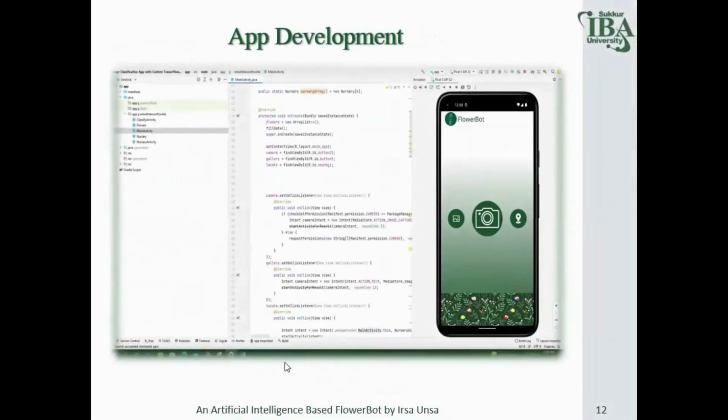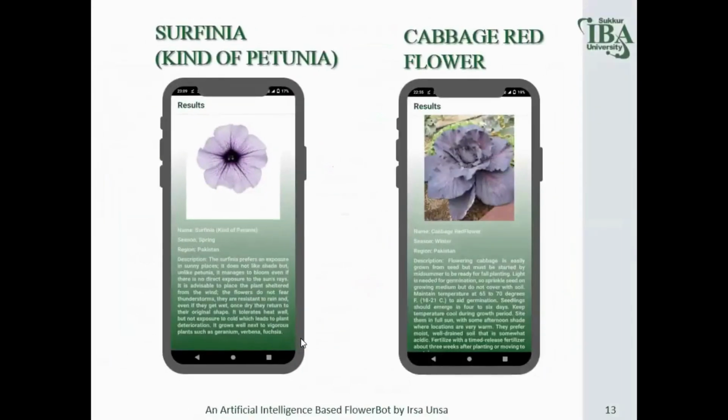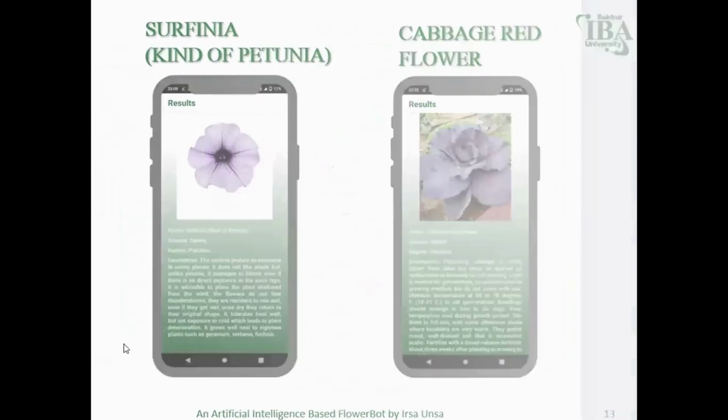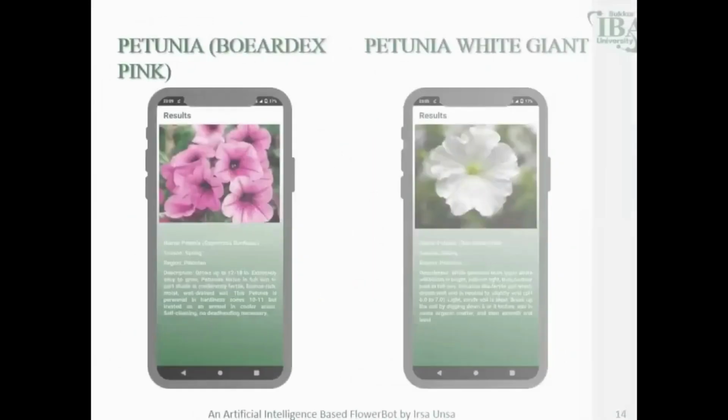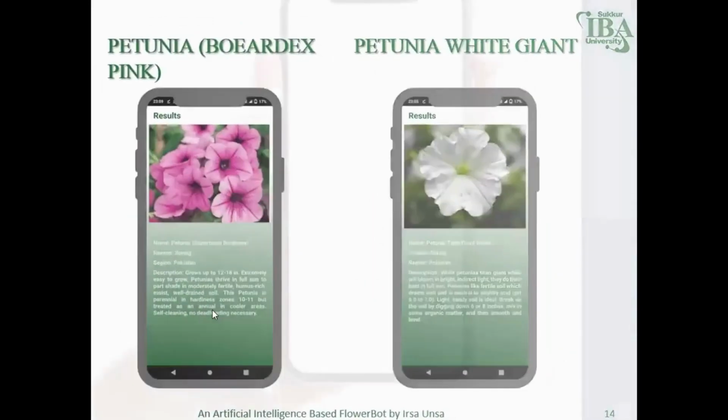So here is a visual representation of our emulator on the Android Studio software. We use the Java language. Here are some testing results of our app, which includes different information like name, season, region, and description of our flowers. So we tested different flowers on which we trained our model. These are all visible.